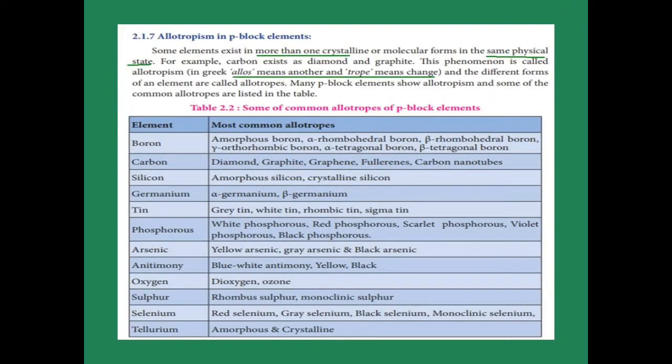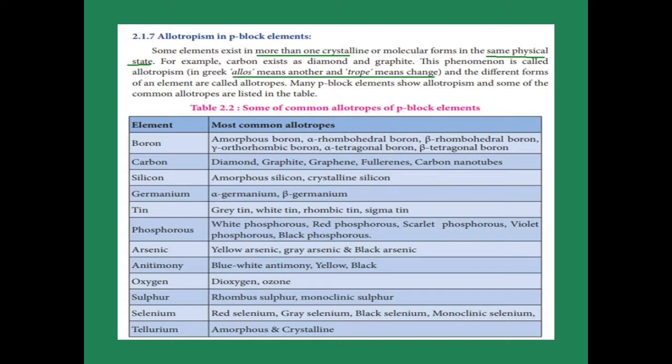Allotropism. What does allotropism mean? Some elements possess more than one crystalline form, but have the same physical state. For example, carbon exists as diamond as well as graphite. Both are different crystalline forms but the same physical state, that is solid state. So this is called allotropism. Allo means another, trop means change, in Greek.